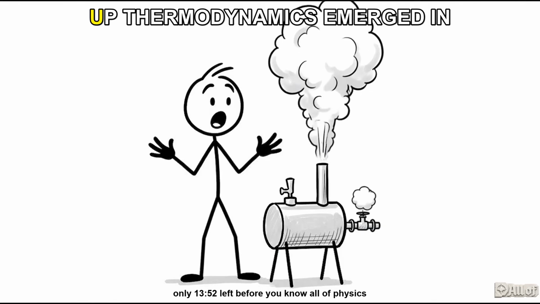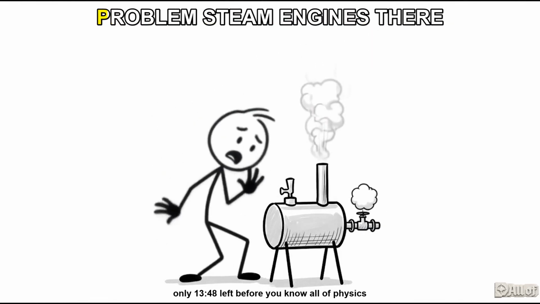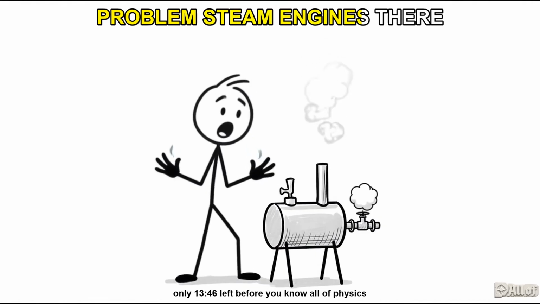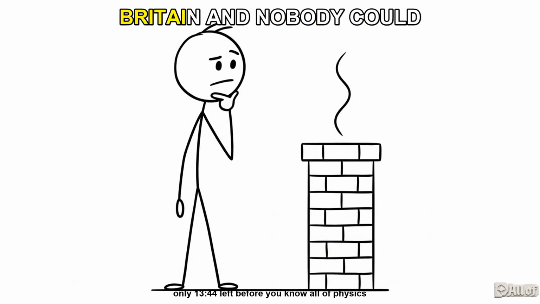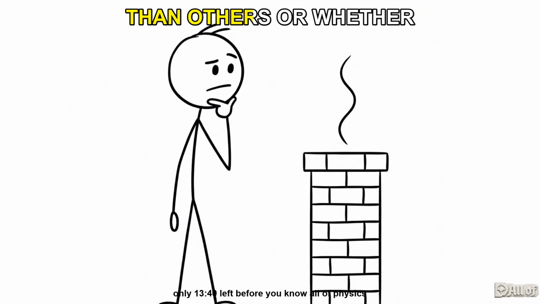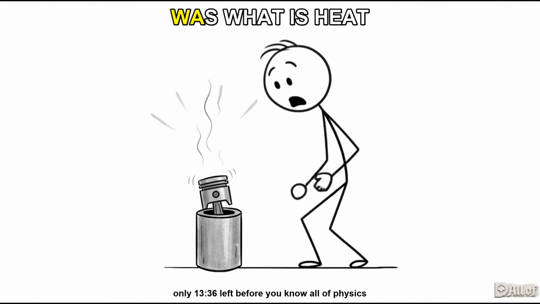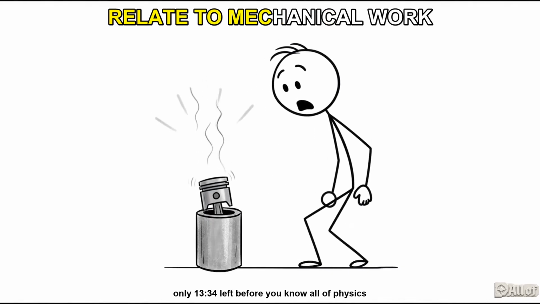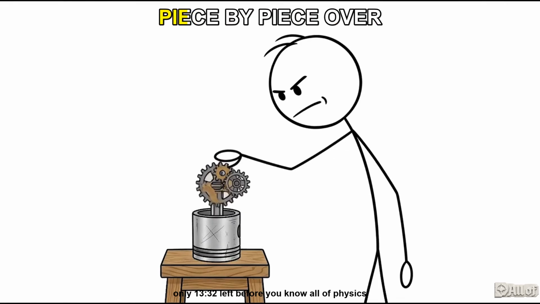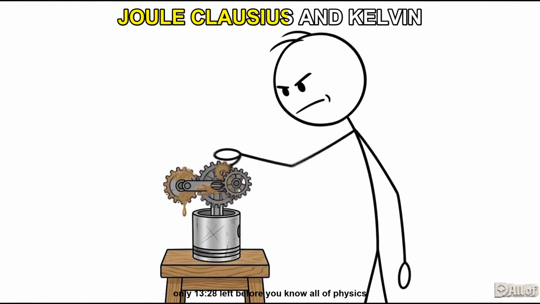Then heat showed up. Thermodynamics emerged in the early 1800s, driven by an urgent practical problem: steam engines. They were running factories across Britain, and nobody could fully explain why some designs were more efficient than others, or whether efficiency had a theoretical ceiling. The core question was, what is heat, and how does it relate to mechanical work? The answer was built piece by piece over several decades by Carnot, Joule, Clausius, and Kelvin.